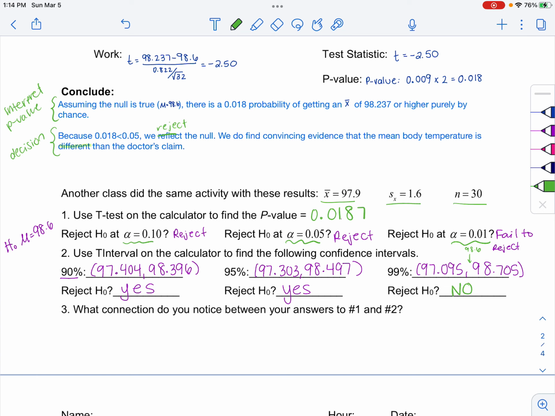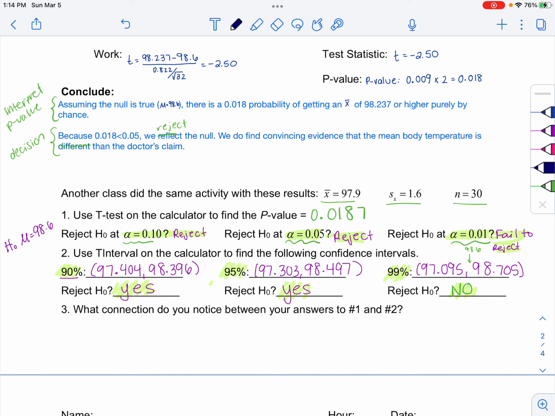So what connections do you notice between the answers to number 1 and number 2? Well, if you look at the first one at the significance level of 0.1, we chose to reject the null. And at the confidence level of 90%, we chose to reject the null. At a significance level of 0.05, we rejected the null. And then at 95%, we also rejected the null. Lastly, at a significance level of 0.01, we failed to reject. And at a confidence level of 99%, we failed to reject.